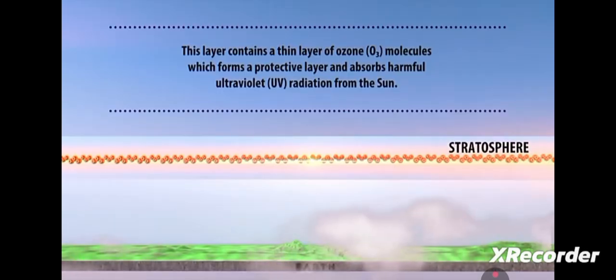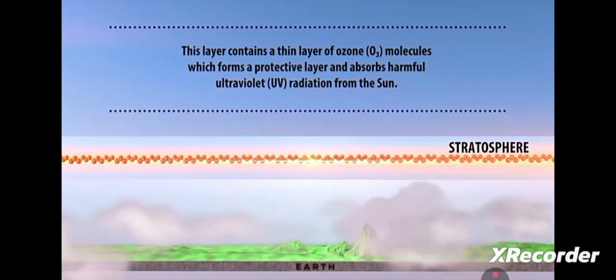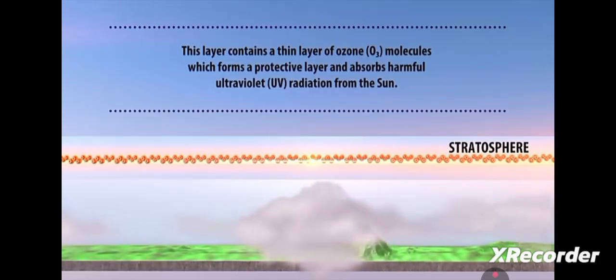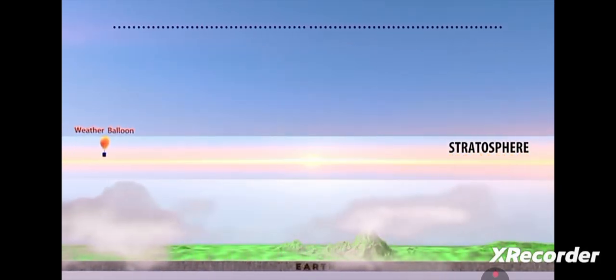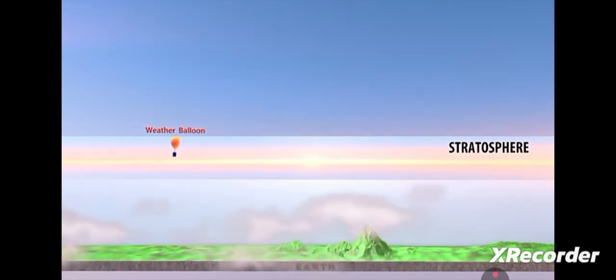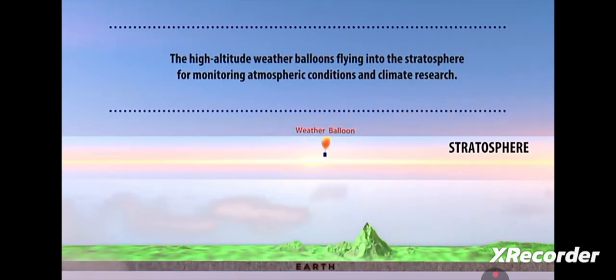This layer contains a thin layer of ozone molecules, which forms a protective layer and absorbs harmful ultraviolet radiation from the sun. The high-altitude weather balloons fly into the stratosphere for monitoring atmospheric conditions and climate research.